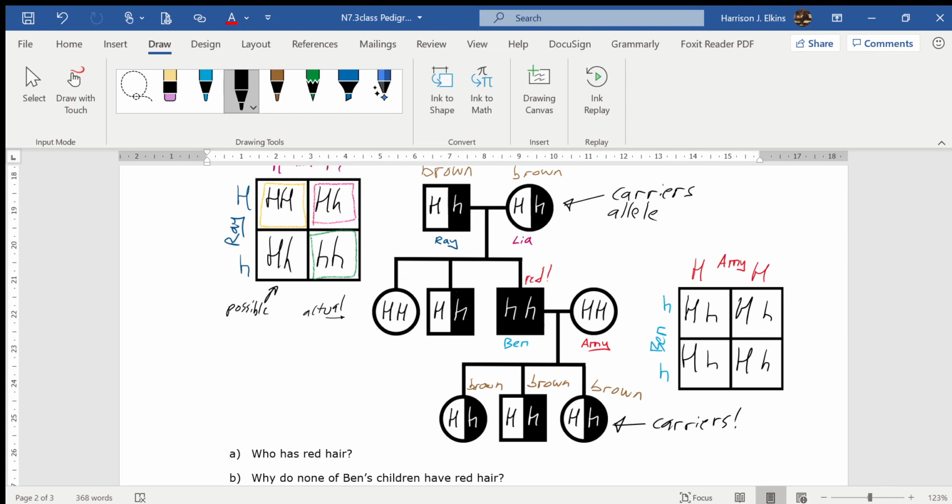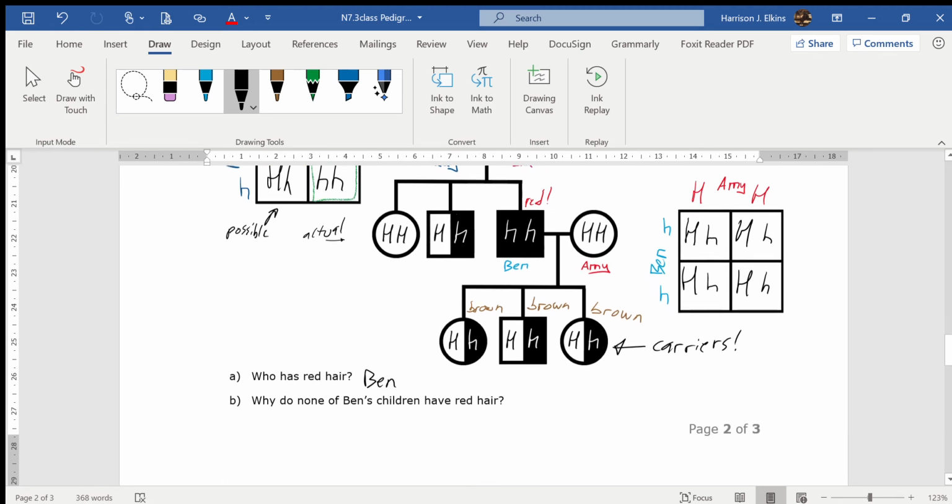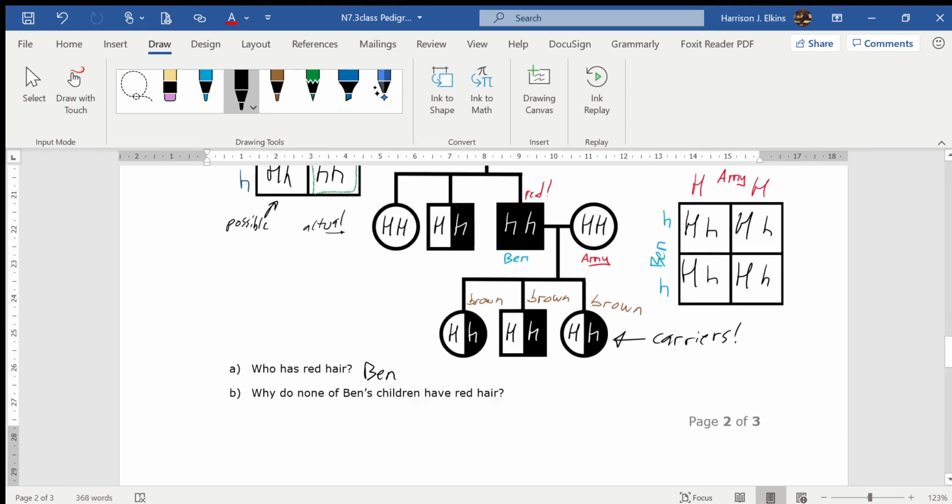So the only person who has red hair is Ben. None of Ben's children have red hair. Why not? Well, that's because he married a girl, Amy, and Amy passed on dominant hair color alleles. And so those kind of covered up Ben's alleles.